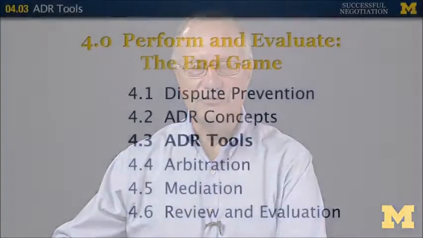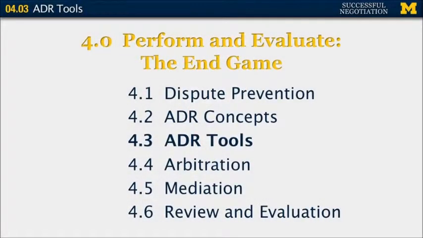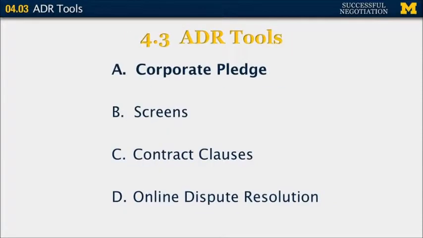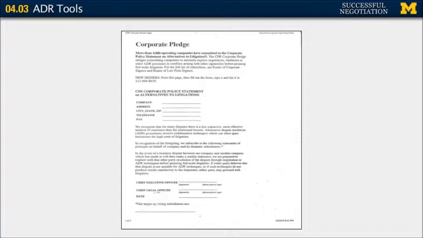We're now going to discuss some alternative dispute resolution tools, some very practical ADR tools that you can use in resolving disputes. And specifically, we're going to look at these 4 tools. First of all, the corporate pledge, then we'll look at screens, and then contract clauses, and finally, online dispute resolutions. The corporate pledge is a pledge that you can adopt, or your company can adopt, as a matter of corporate policy. This pledge has become very popular. It's been adopted by over 4,000 operating companies as a matter of corporate policy, probably adopted at the board of directors level.